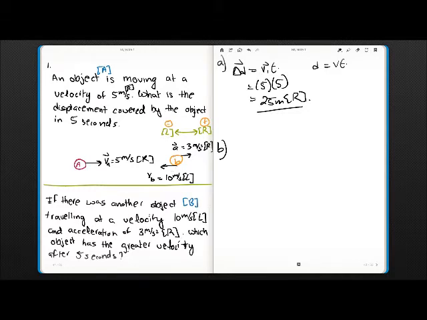And question B asks if there was another object B, which I've drawn here, traveling at a velocity of 10 meters per second and an acceleration of 3 meters per second squared to the right, which object has a greater velocity after 5 seconds? The velocity of B is negative since it's going to the left, and the acceleration of B is 3 meters per second squared.